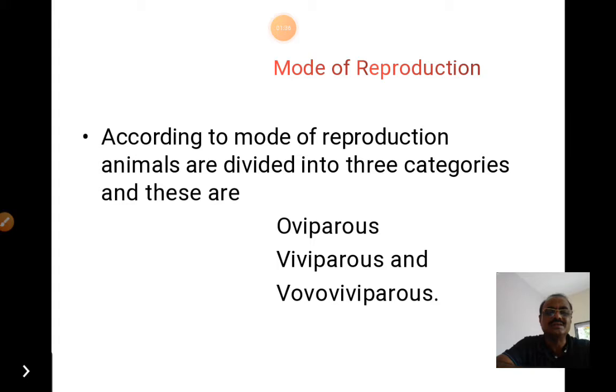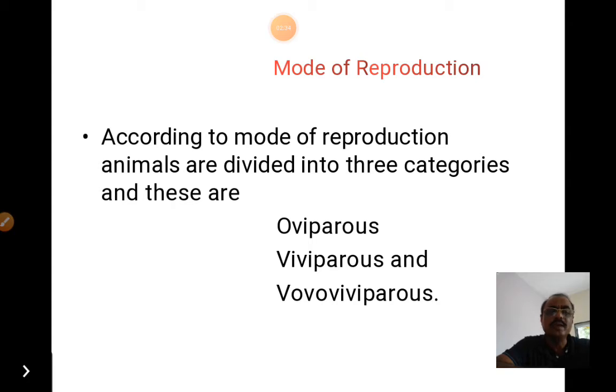Viviparous animals give direct birth to young ones; that is called viviparous animals. The third category, ovoviviparous animals, somewhat differs from oviparous and viviparous. The reproduction is intermediate between oviparous and viviparous animals. In these animals, the eggs develop within the body. Fertilization takes place within the female body. After fertilization, the embryo develops within the eggs, and the eggs remain inside the female body until they hatch.